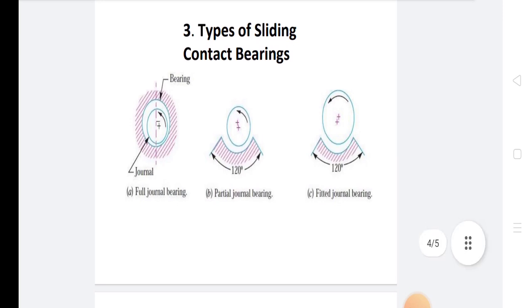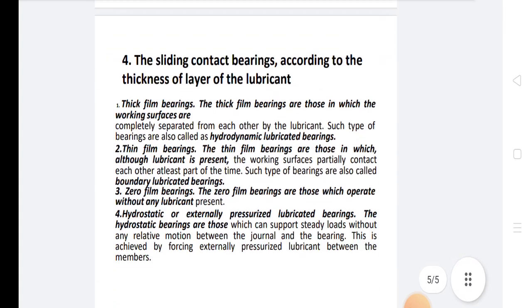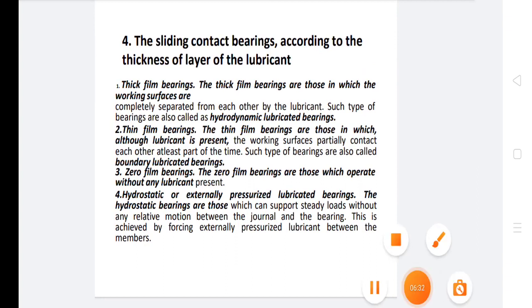In a thrust bearing, the relative motion between the two contacting surfaces is pure rotary and the load on the bearing is parallel to the axis of the shaft. So, this is a very important part of thrust bearings. After this, we discuss the sliding contact bearings according to the thickness of the layer of the lubricant. Thick film bearing.